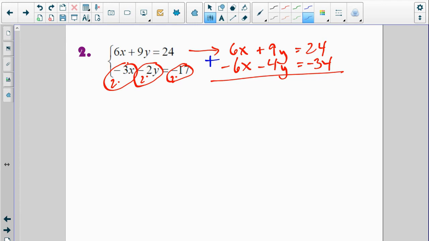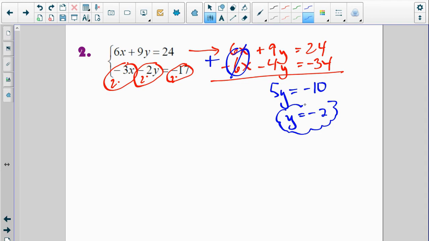Okay, I add my like terms, so I add everything straight down. 6x plus negative 6x eliminates to 0. 9y plus negative 4y is 5y. And 24 plus negative 34 is negative 10. Now when I divide that up, I'll get my answer. Y would equal negative 2. Not my final answer, but it is part of it. I know the y value. Now I want to go back and try to figure out the x value.